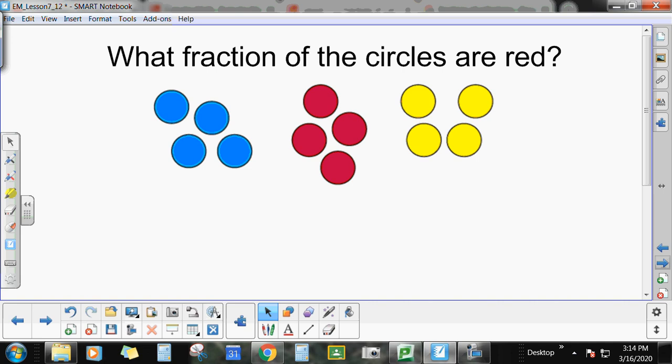All right, I want you to look at this collection of circles. Okay, you see different circles here. Some are blue, some are red, and some are yellow. If I wanted to know what fraction of the circles are red, what do you think that fraction would look like? Go ahead and write down what you think that fraction would be. You can pause the video if you want to.